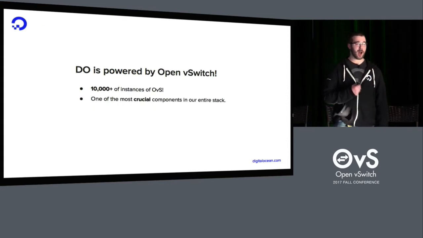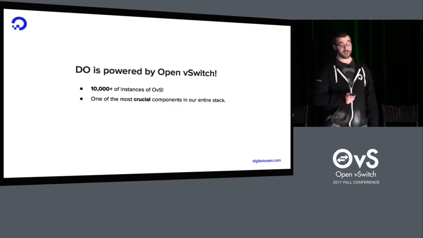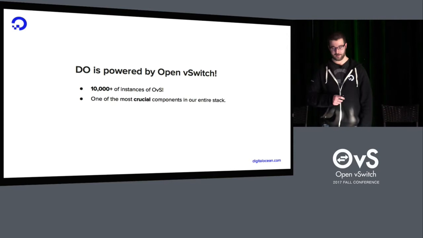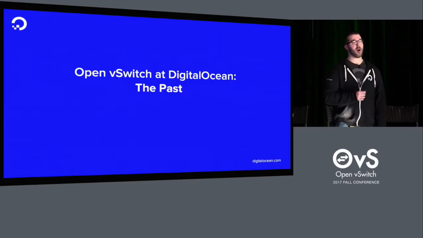So DigitalOcean is powered by vSwitch. We have more than 10,000 instances of OVS in our fleet, and it's one of the most crucial components in our entire stack. So first, I'd like to talk to you about how we used vSwitch at DO in the past.